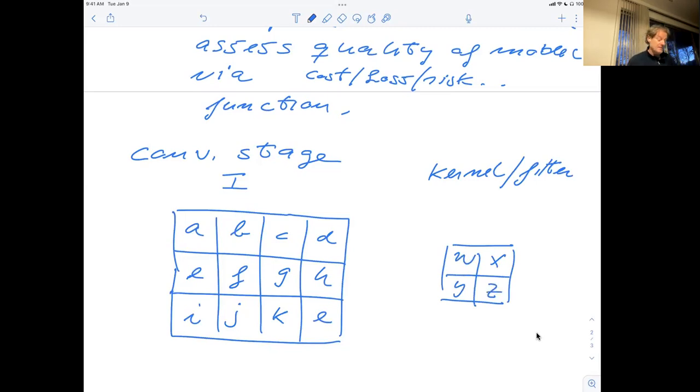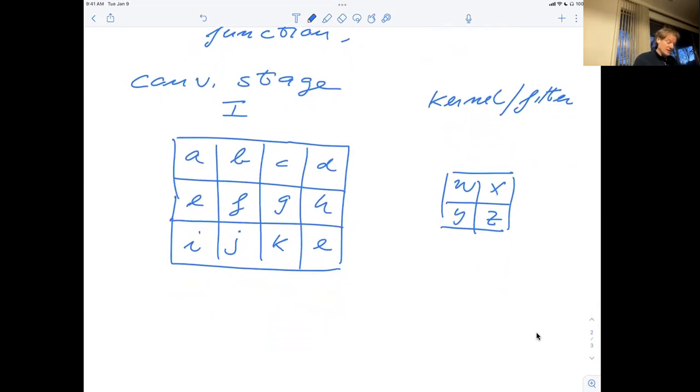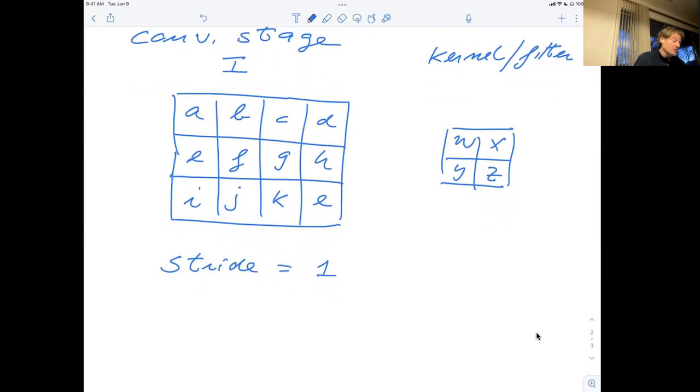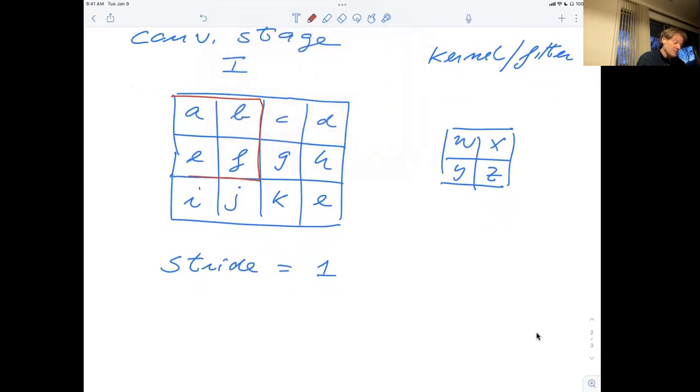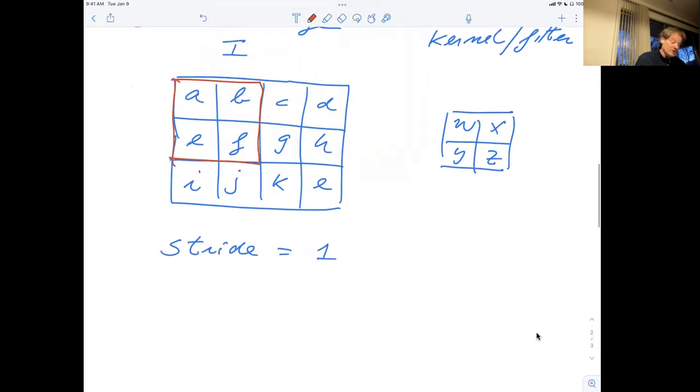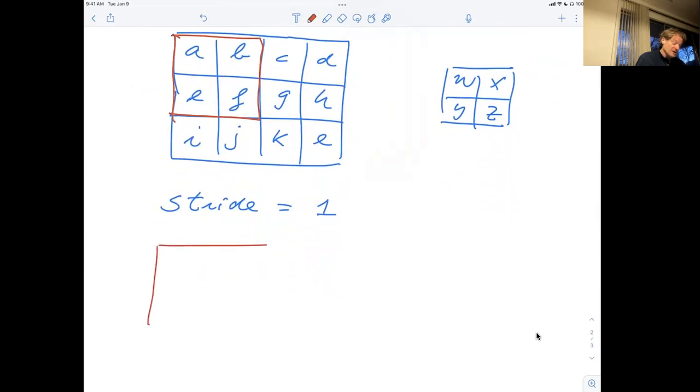Now, one thing you can define is something called a stride. This is a parameter when you're setting up the convolution process. So what I'm going to do now is stride equal to 1. What does that mean? When you look at the filter, in the first step, I'm going to look at this object here. I'm doing the convolutional operation. So if I do convolution here, I'm multiplying A with W plus B times X plus E times Y plus F times Z. That would be the first operation I'm doing.